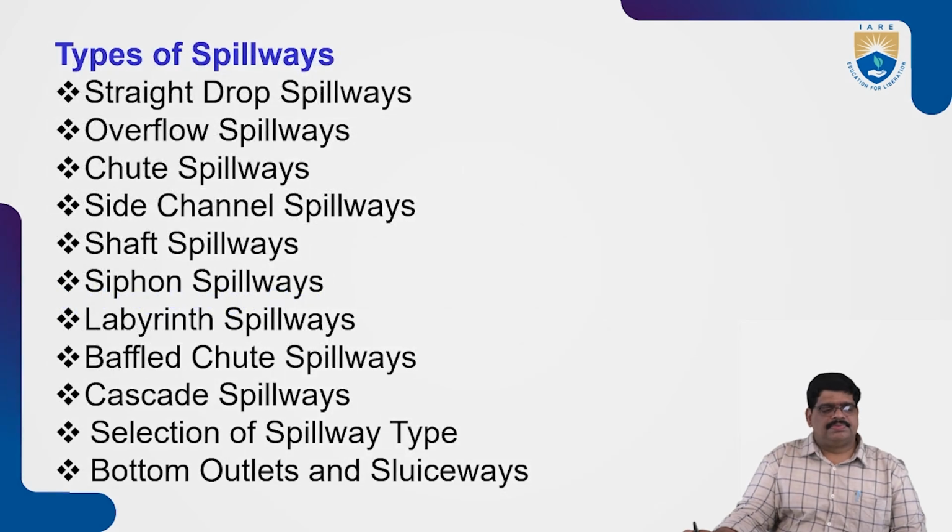Next, types of spillway. Let us have a quick look at what was discussed in the previous lecture: straight drop spillway, overflow spillway, chute spillway, side channel spillway, side shaft spillway, siphon spillway, labyrinth spillway, baffle chute spillway, cascade spillway, and sluiceways. These are some of the types of spillways, which we already discussed in the previous lecture.